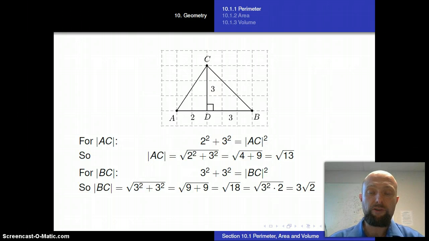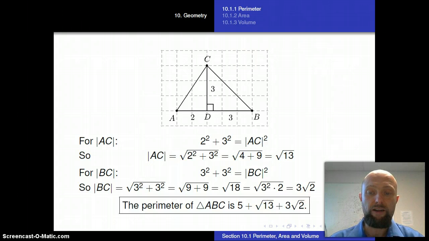So what is the perimeter of triangle ACB? It's the side AC plus the side BC plus the side AB, so we get 5 plus square root 13 plus 3 times square root 2.